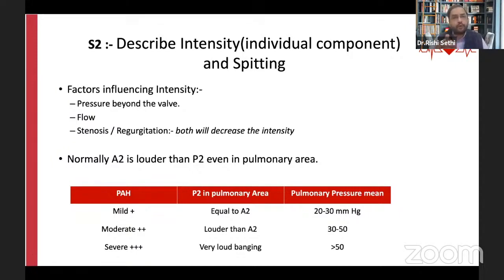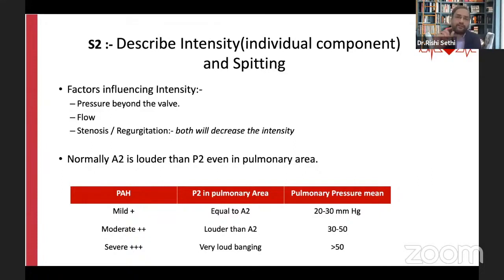So if P2 becomes equal to A2, even in the pulmonary area, it is actually a loud P2, and that would be classified as a mild degree of PAH, and mean pulmonary artery pressures here would be somewhere around 20 to 30 millimeters of mercury. If P2 becomes louder than A2 in the pulmonary area, then it is at least a moderate degree of pulmonary arterial hypertension. And if P2 becomes loud and banging and starts to mask A2 in the pulmonary area, then it is a very severe pulmonary hypertension with mean pulmonary artery pressures over 50 or 60 millimeters of mercury.